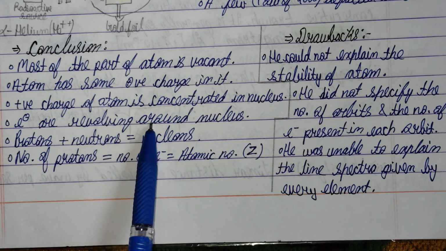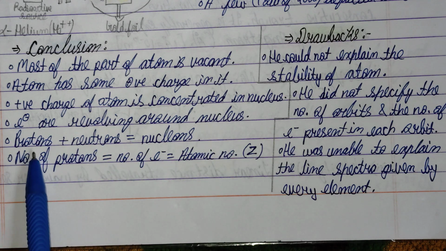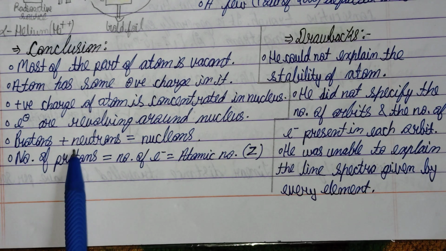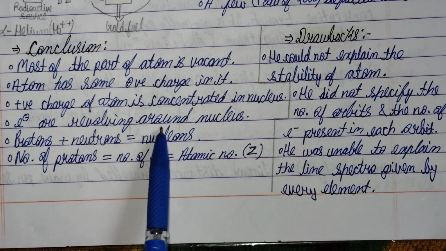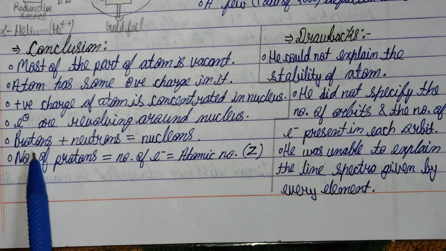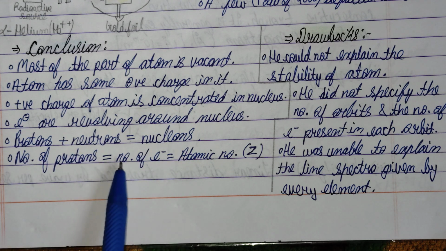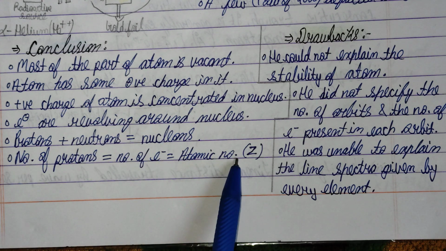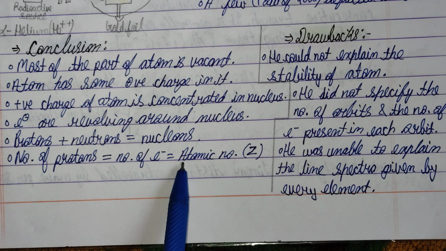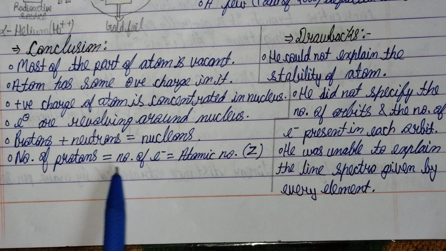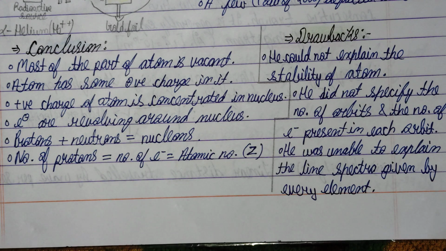Electrons are revolving around the nucleus, and protons and neutrons lie in the nucleus. Protons plus neutrons are called nucleons. The number of protons is equal to the number of electrons, and this is called the atomic number. Atomic number is the number of protons, equal to the number of electrons because the atom is neutral.